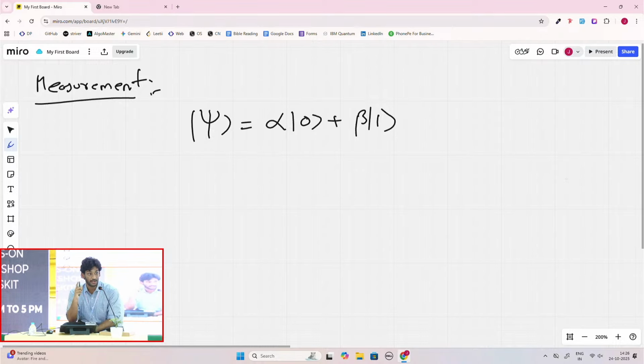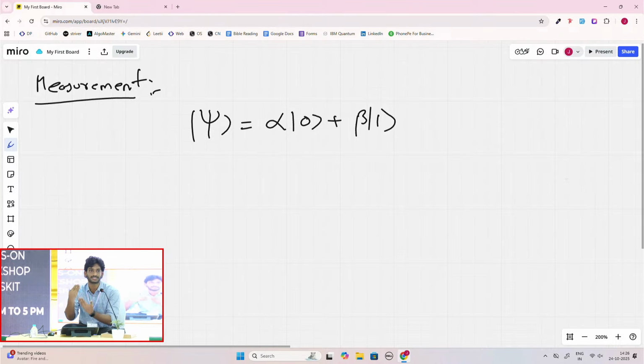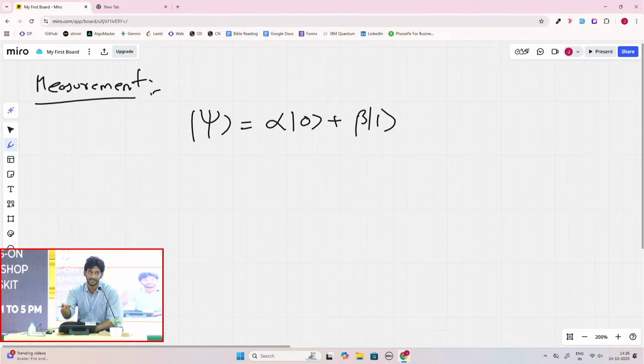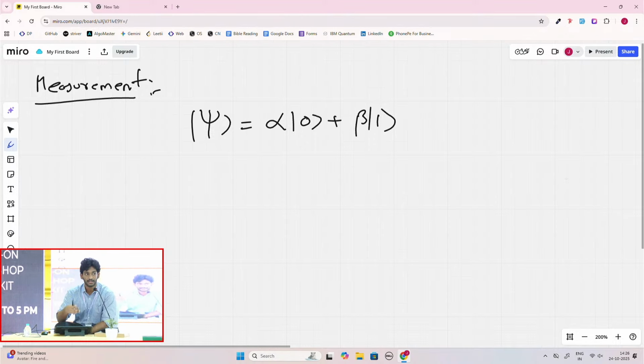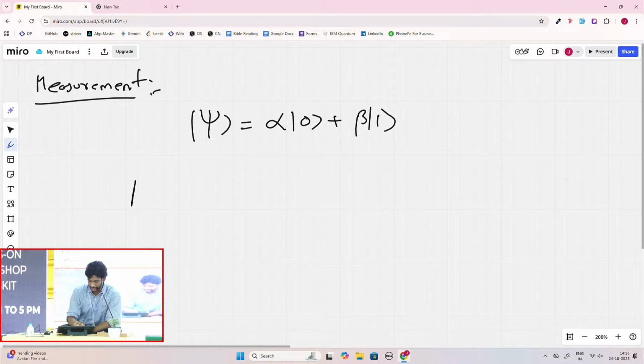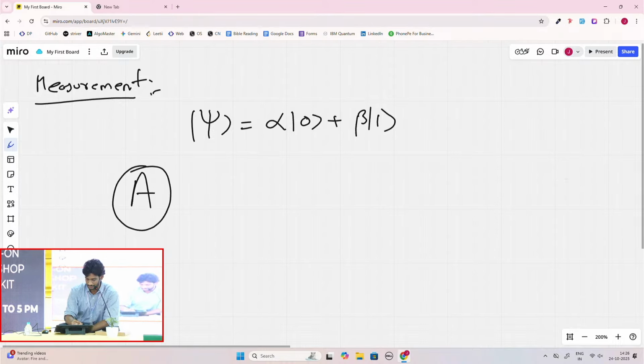I also mentioned that normally we will perform something, and only then a measurement will be taken. And to say it subject-wise, the measurement can be defined as a Hermitian operator called A.